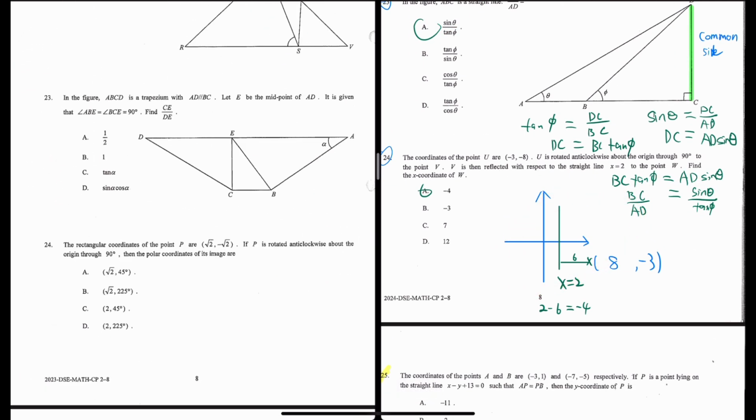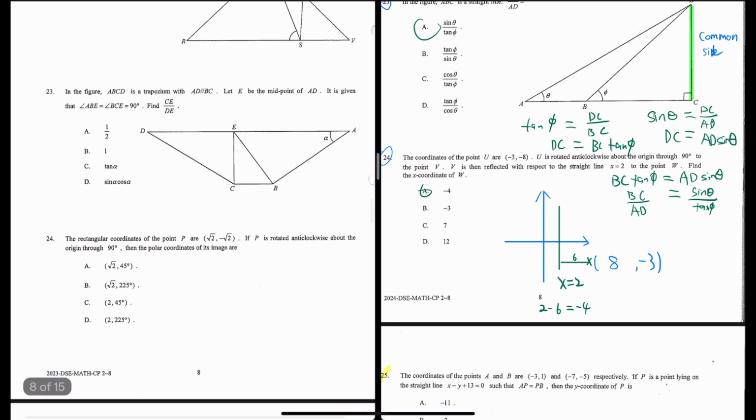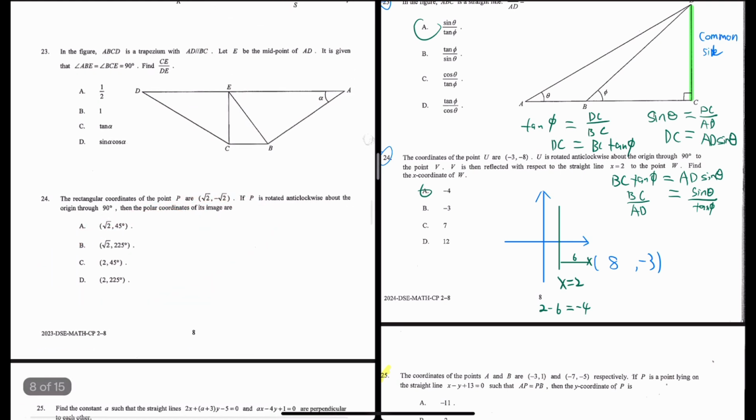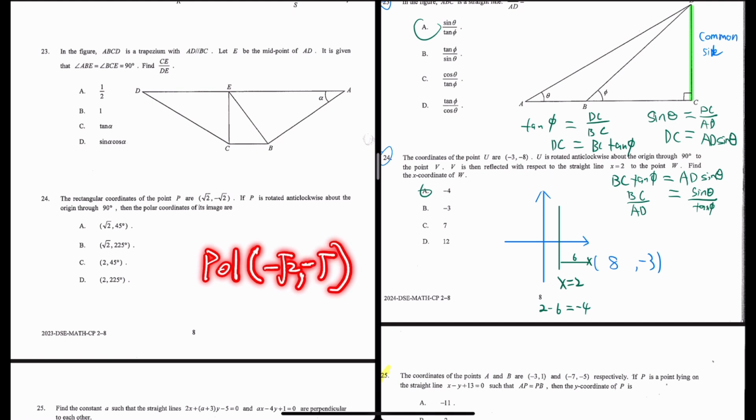This one is super easy. You can do it. You've done a lot of coordinates in paper 1. And this one as well. When you need to change a rectangular coordinate to a polar coordinate, you use the function in your calculator. You can first rotate it and then change it into polar.